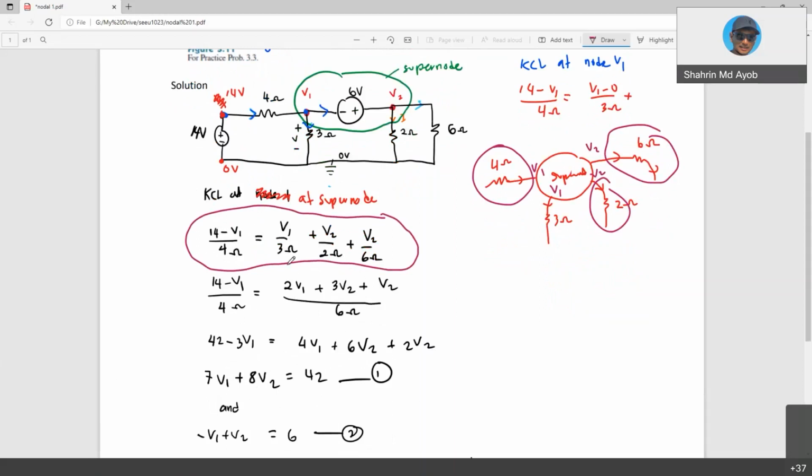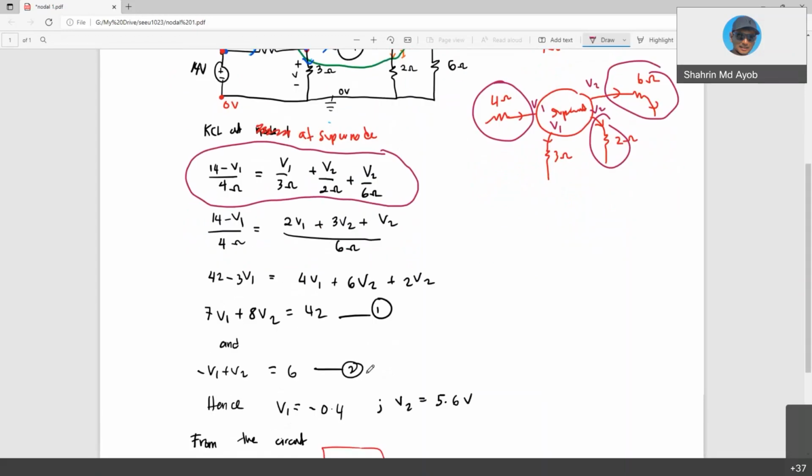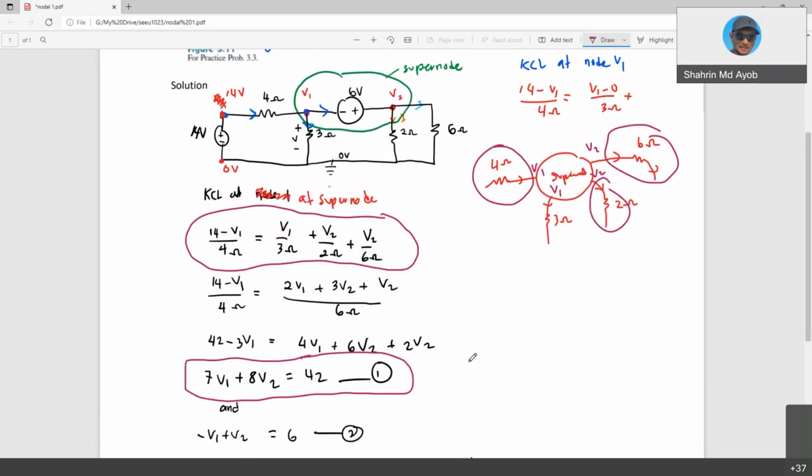Then I simplify this equation. So finally, I will obtain this one. Very simple equations. This is the equation from the supernode. Right now, I have two variables, V1 and V2, but we only derived one equation. So we need another equation so that we can do the simultaneous operation.